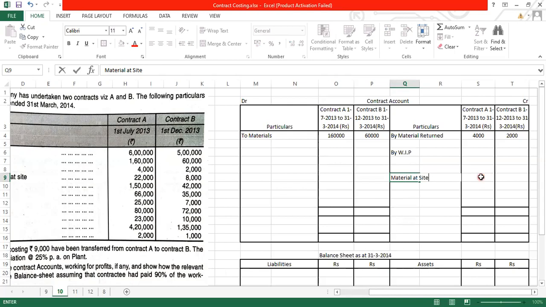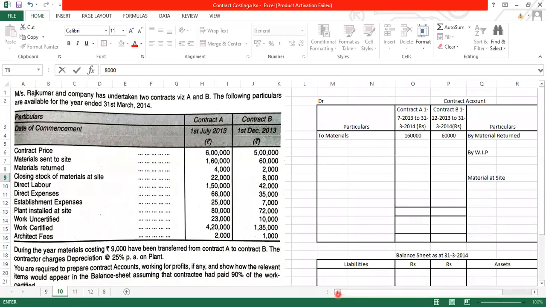$22,000 and 8,000 is direct labor. So contract account debit side, 2. Next we have direct expenses. So two direct expenses, and 35.